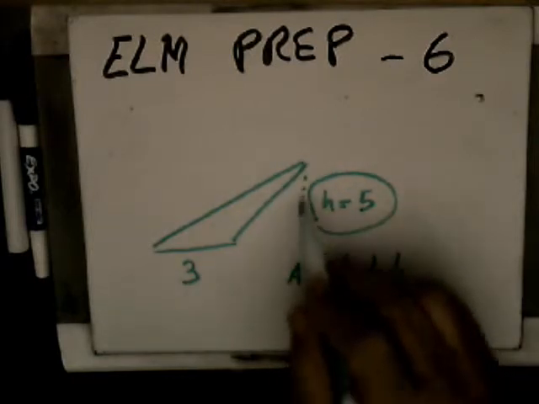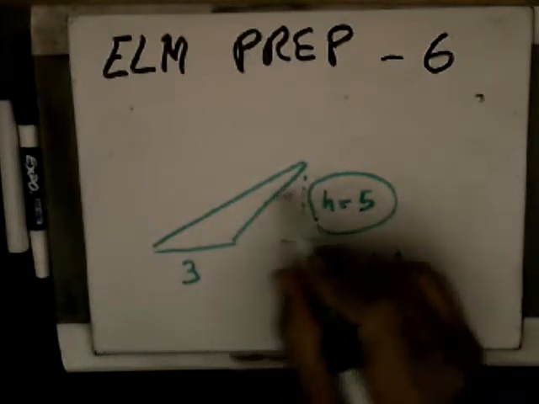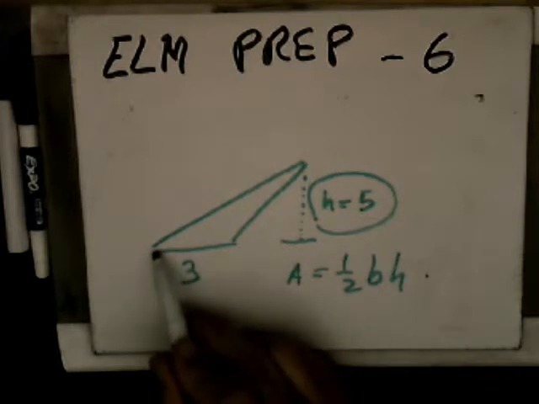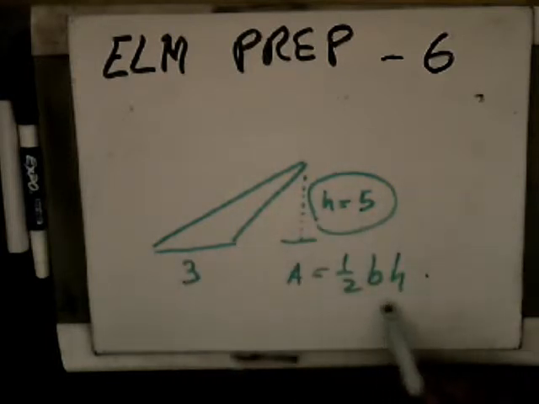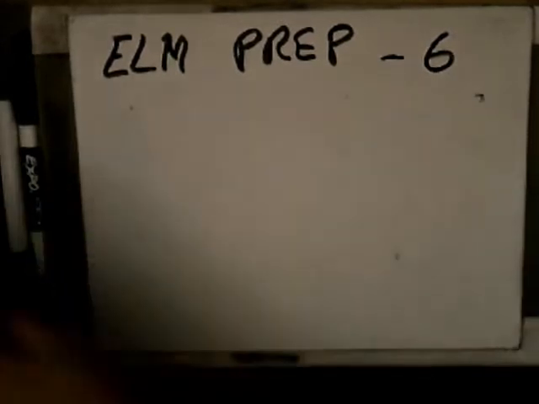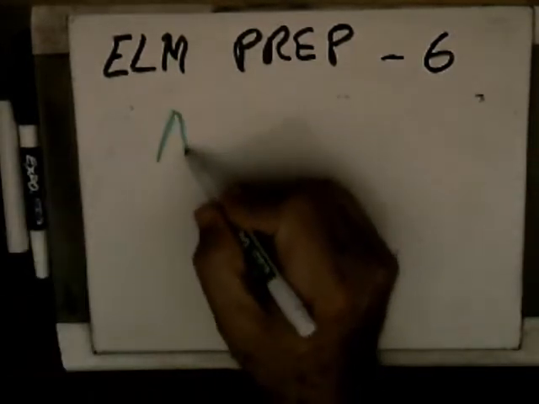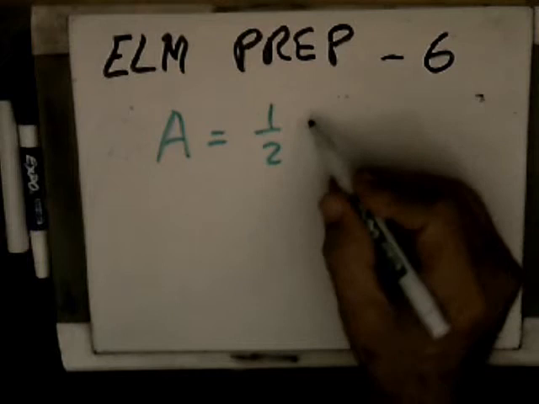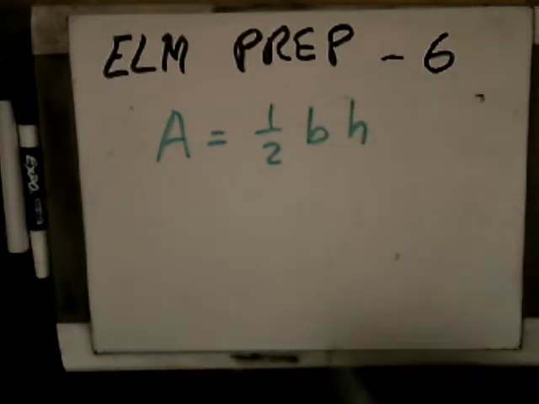Even though the height is perpendicular out here, outside the triangle, we're still going to go by the base times the height and take 1/2 of that. So don't worry about the fact that your height may be outside of your triangle in terms of their drawing. So a triangle is just 1/2 the base times the height.